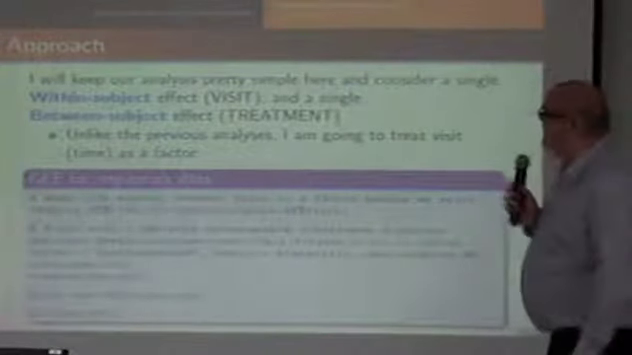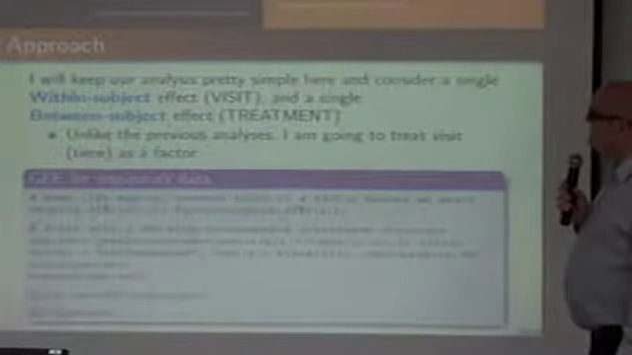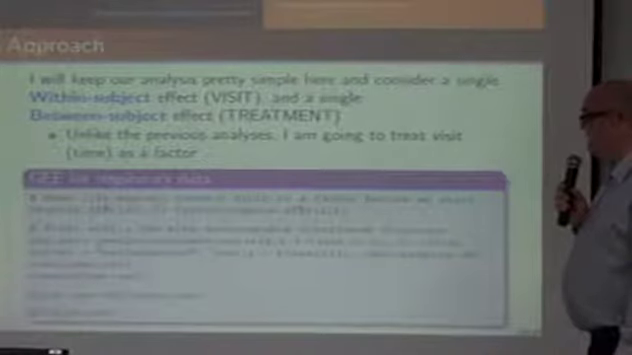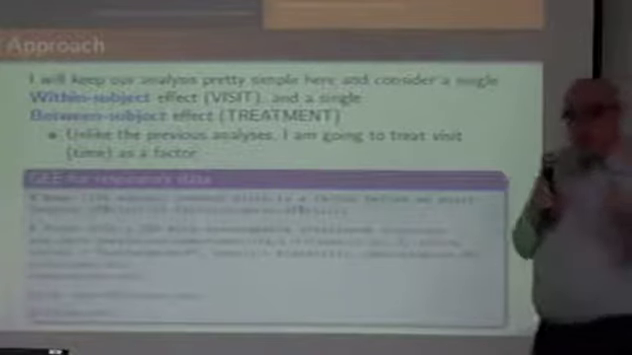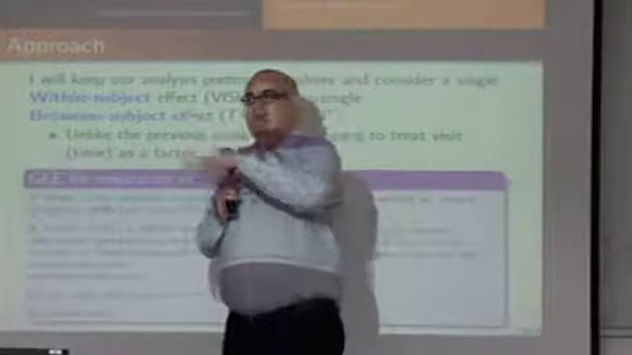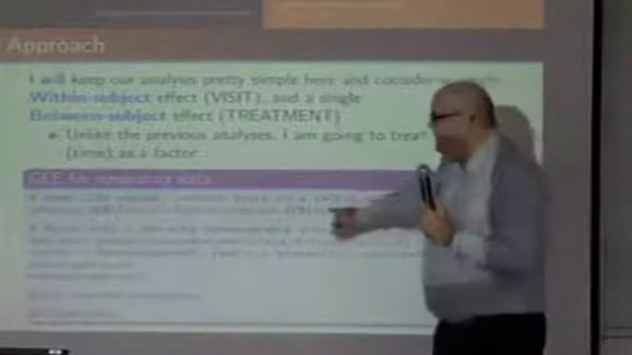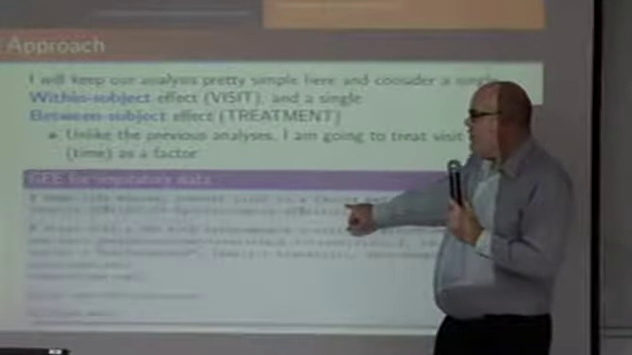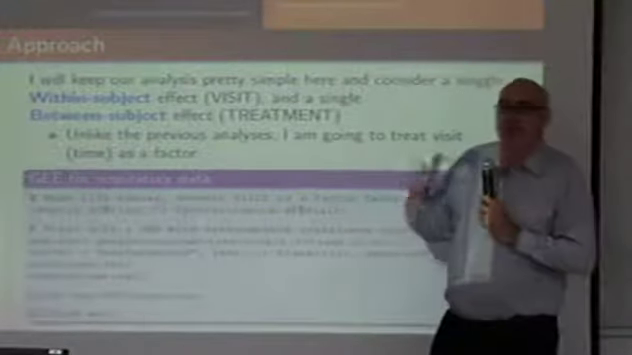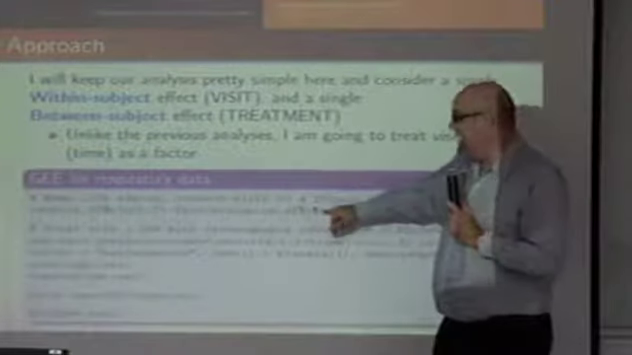Okay, so I'm going to keep our analysis pretty simple here and consider a single within subject effect, visit, and a single between subject effect, treatment, and unlike the previous analysis, I'm going to treat visit this time as a factor. Remember with day I treated it as a continuous variable? Now it's actually a factor. So before I do anything, I'm going to convert the variable visit, which is just 1, 2, 3, 4 at this point in time, to a factor in R.